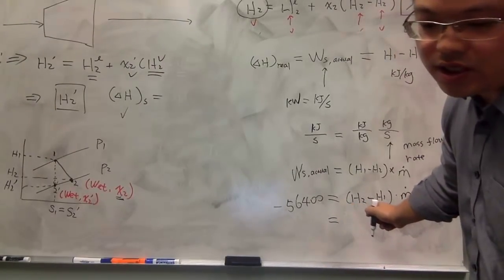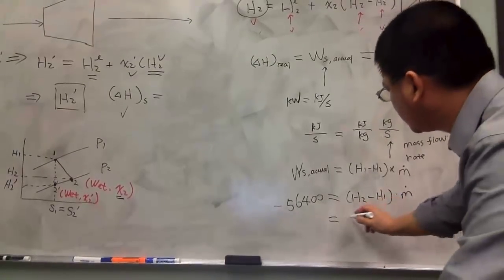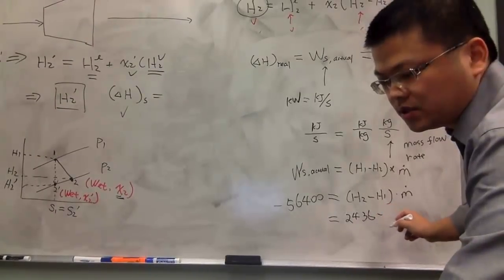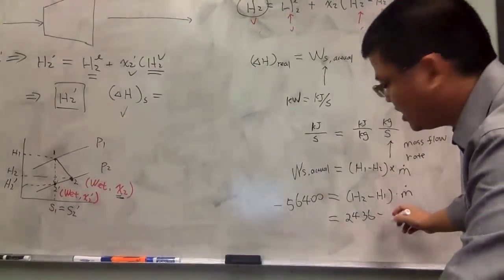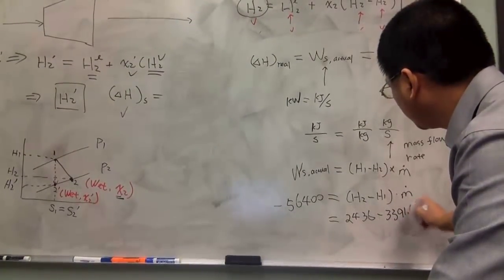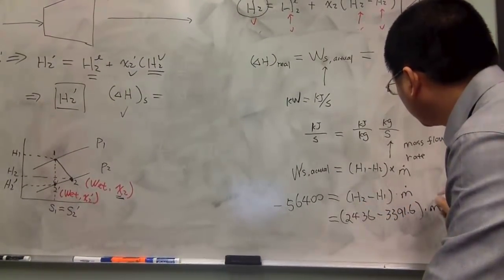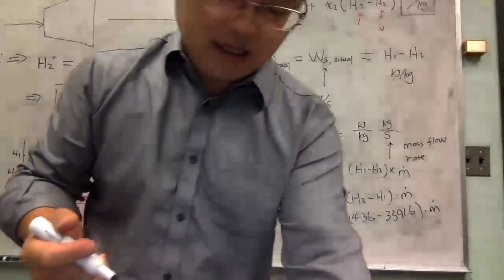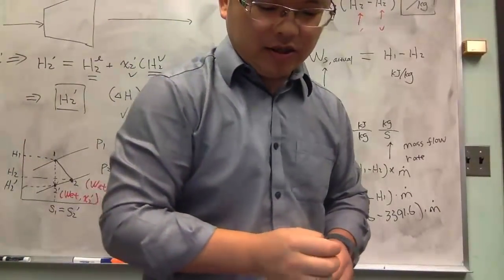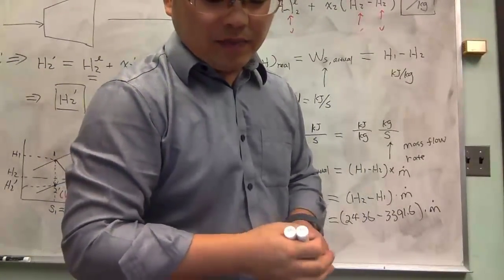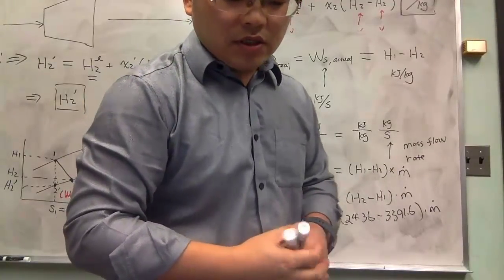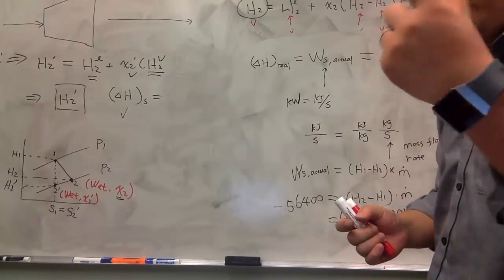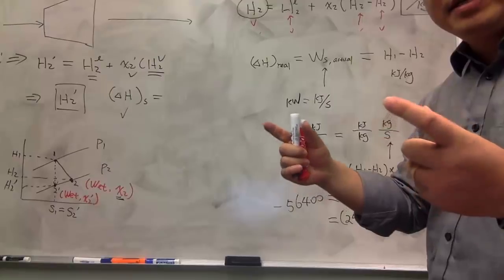This H2 is from my previous calculation, 2,436, minus this from the inlet steam table, 3,000, times you're going to have this positive mass flow rate. Right? This is another double check on your calculation to see if you have the right sign definition. So this is how we solve this whole problem of turbine, knowing inlet, knowing outlet, knowing the efficiency.